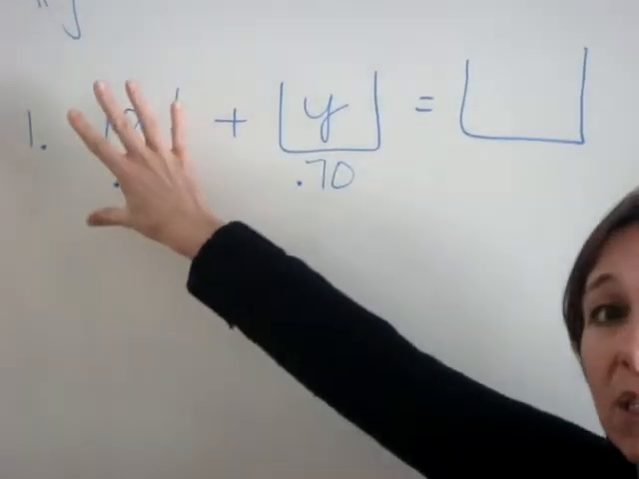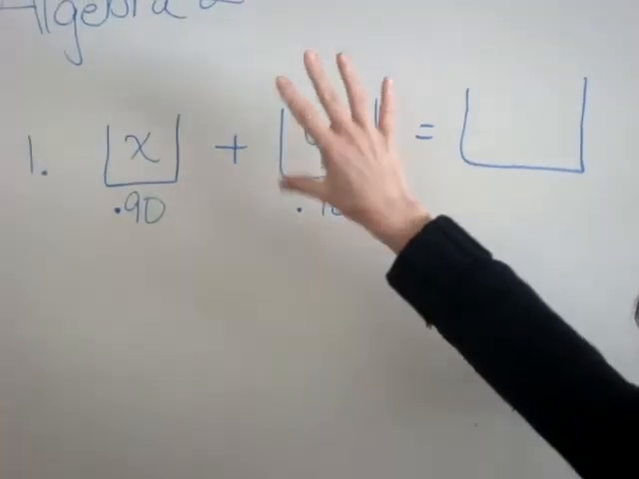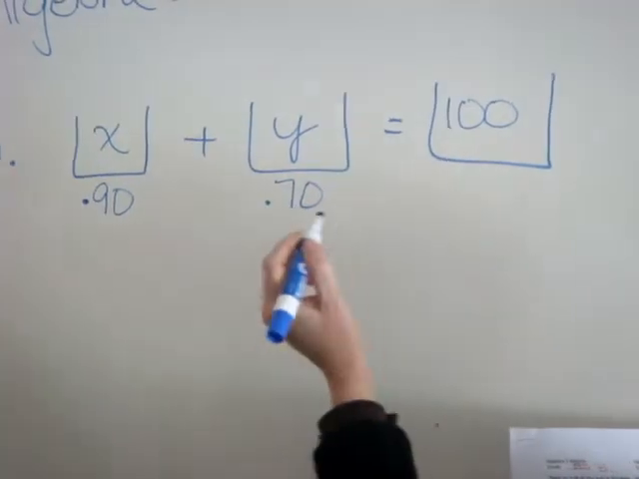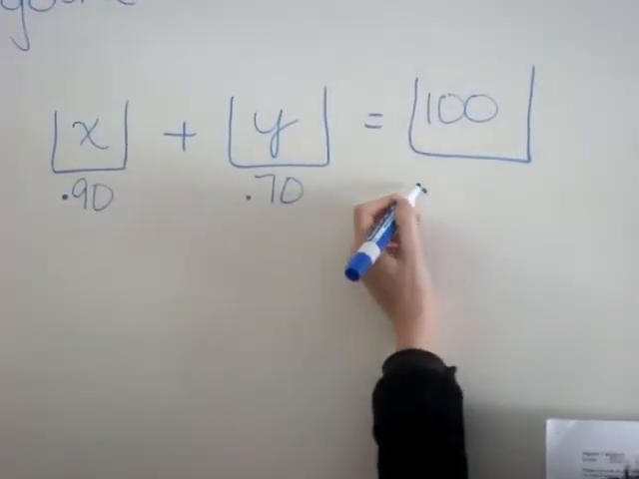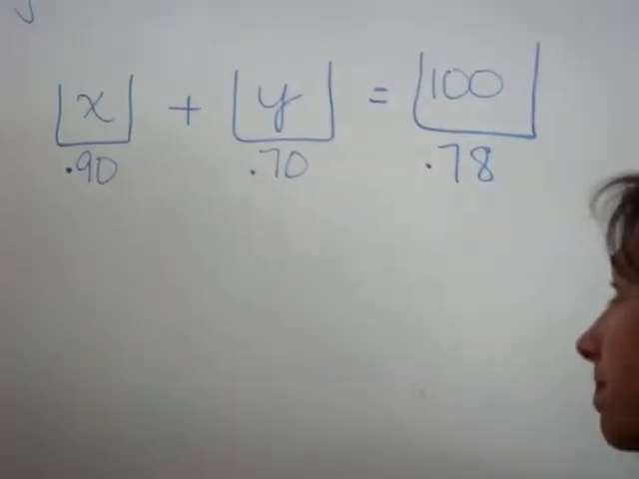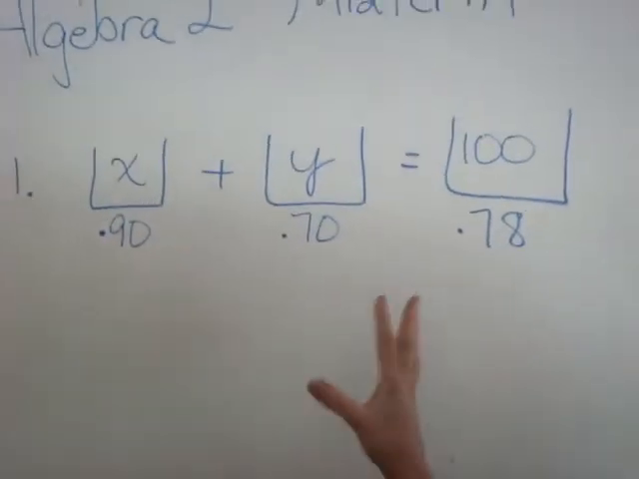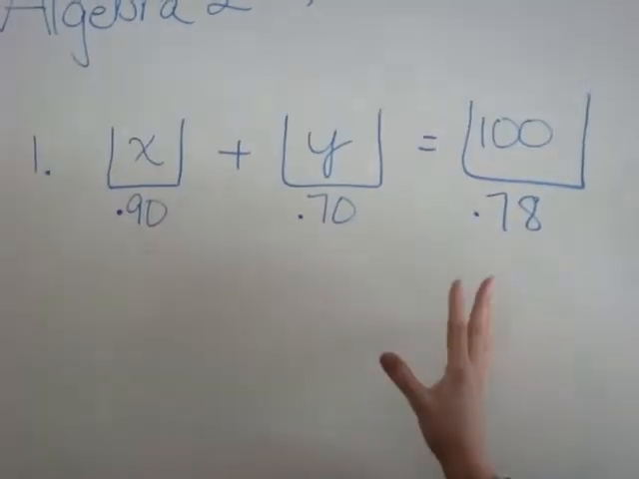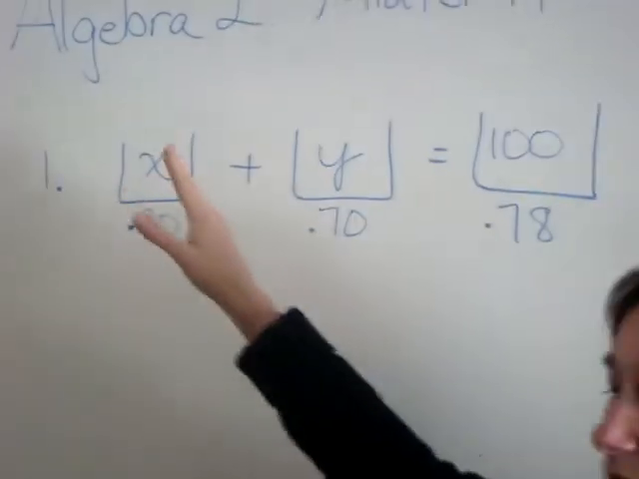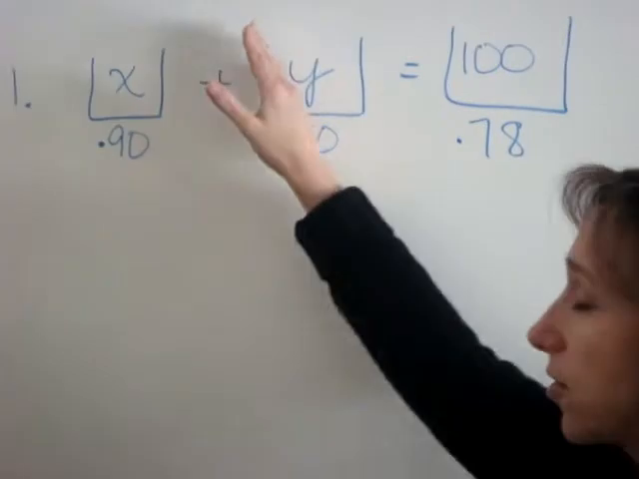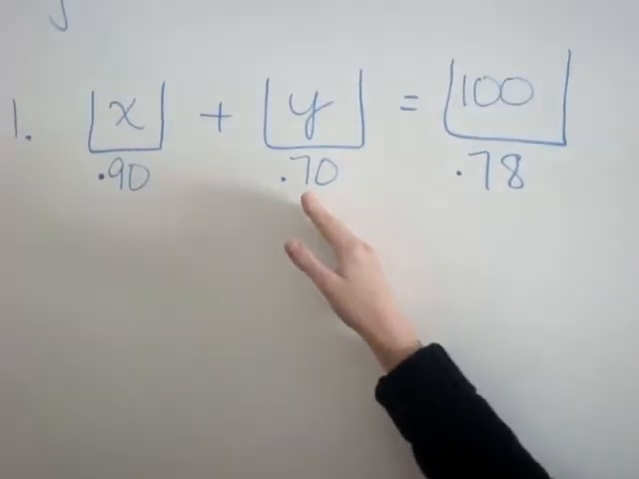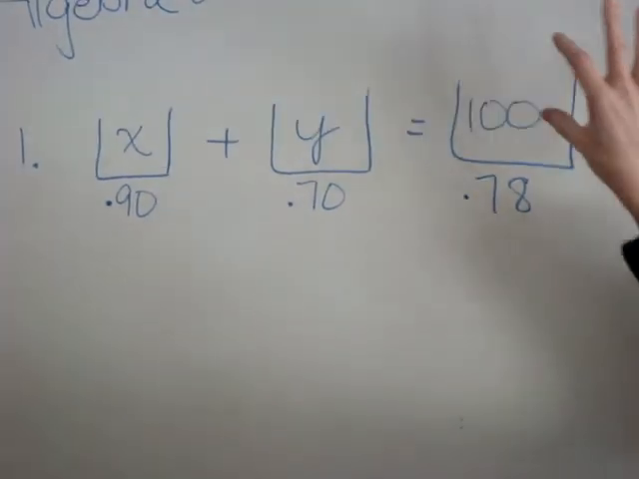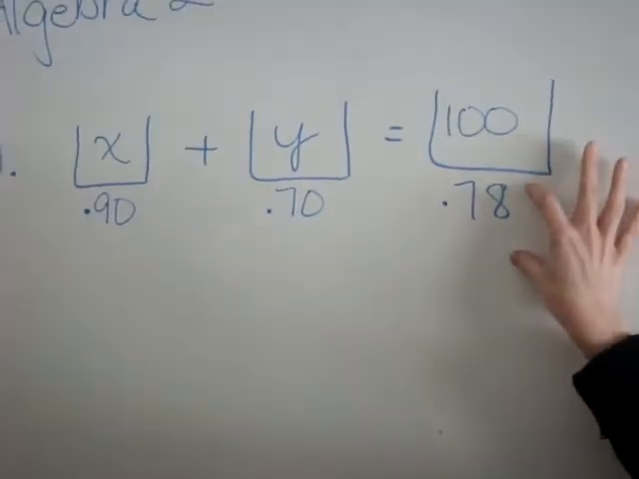We have 90% of one solution, and 70% of another solution, to give us 100 liters of a solution that's 78% iodine. I'm hoping, even though you've seen me do these over and over again, that maybe something will click, and this will be the time that you get mixture problems. So it says one solution's 90%, another solution's 70%. How much of each should we use to get 100 liters of a solution that's 78%?